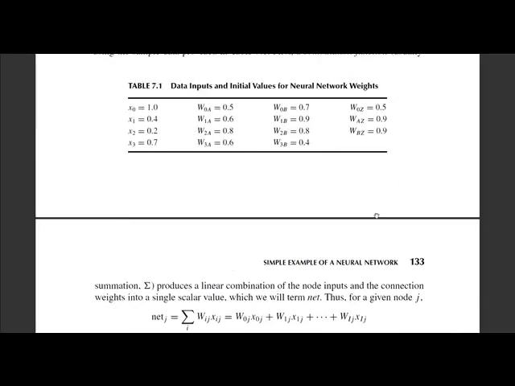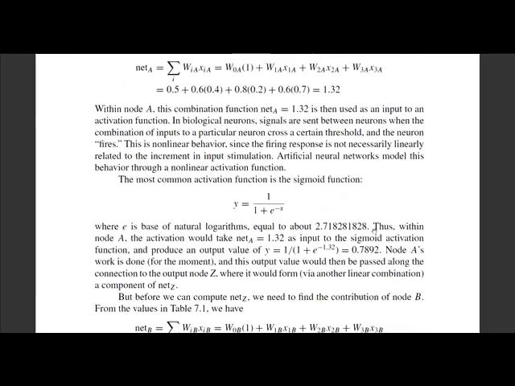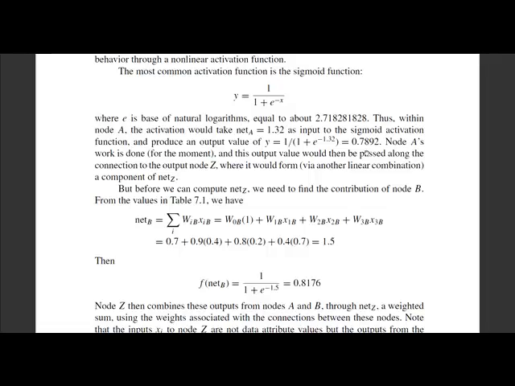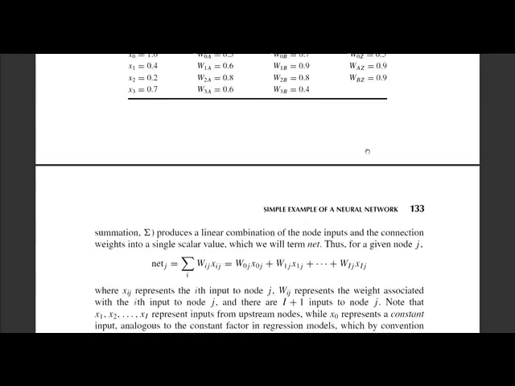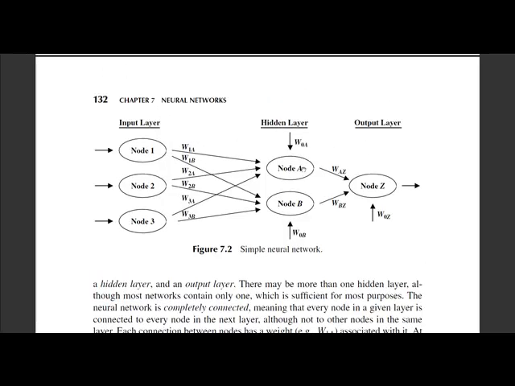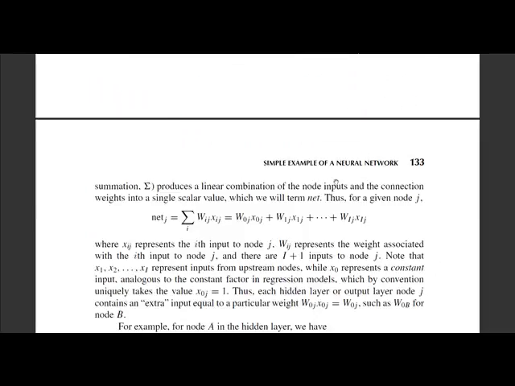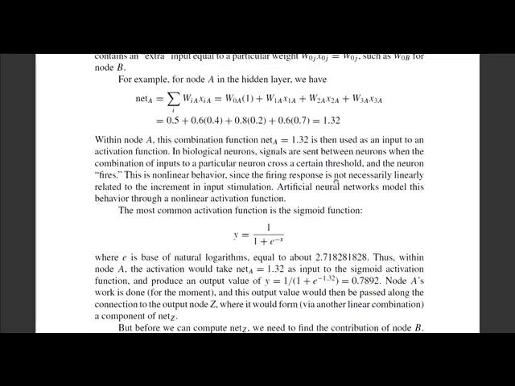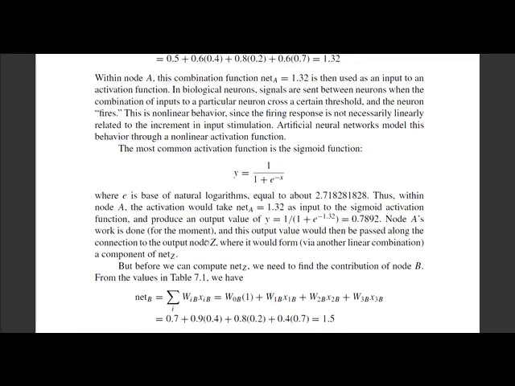In other words, 0.7892 would be the output from here, and then you can imagine doing the same thing here and here to get net Z, the input to node Z, net sub Z. So what would be output would be 0.7892 for node A. Okay, node A's work is done.